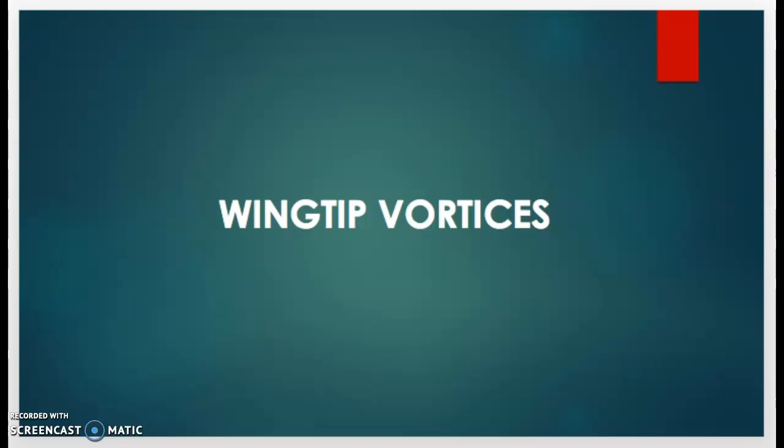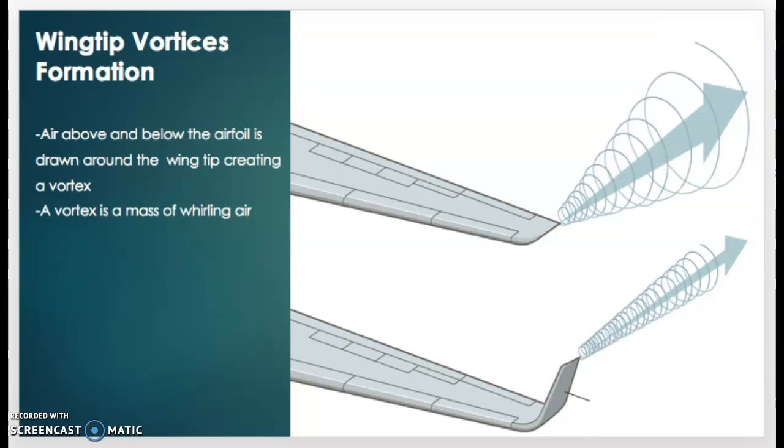So now that we've talked about lift and how that is created, we can talk about wingtip vortices. So the formation of wingtip vortices is created when the air above and below the airfoil is drawn around the wingtip, creating a vortex. And all a vortex is, is a mass of whirling air, as you see in this diagram.